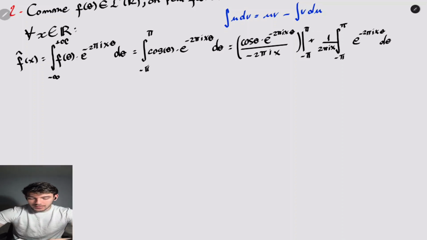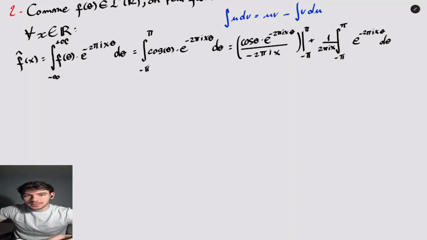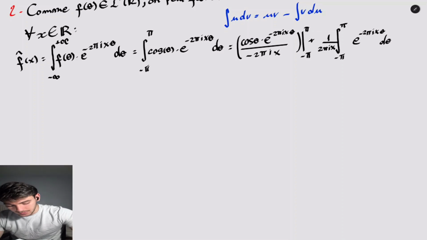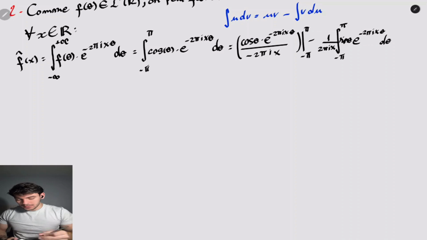Okay. And now we need to multiply it by du. So we're going to differentiate cosine theta. That's minus sine of theta. Okay, so we'll have sine of theta here. And it is minus, so the positive becomes a minus. So that's it. Let's continue.